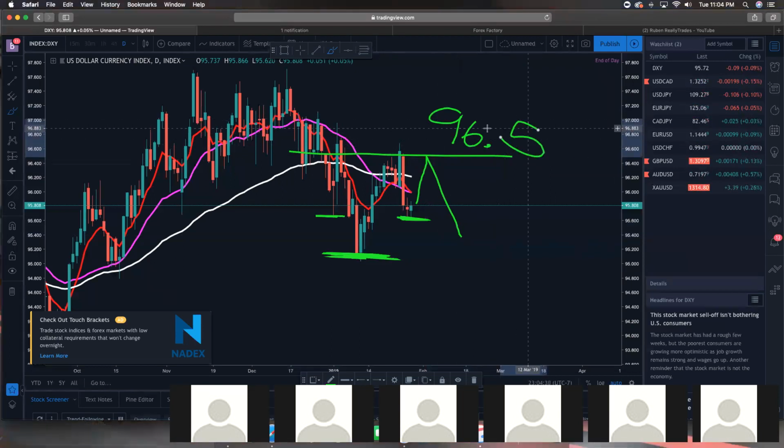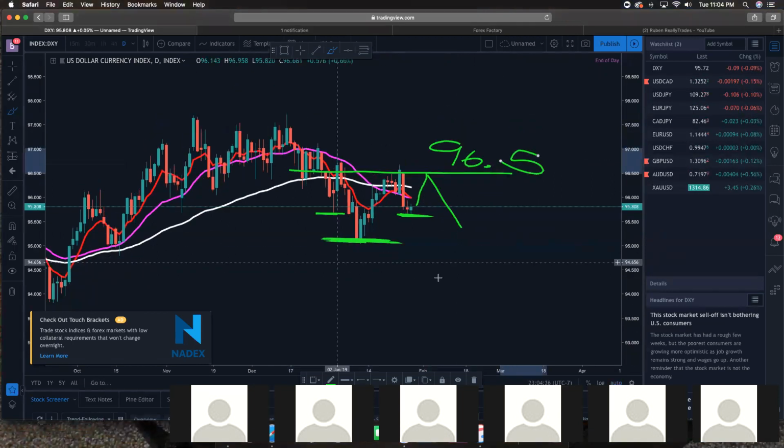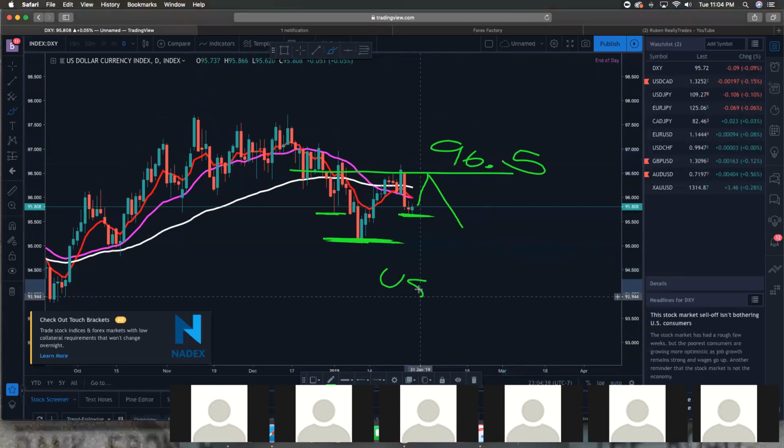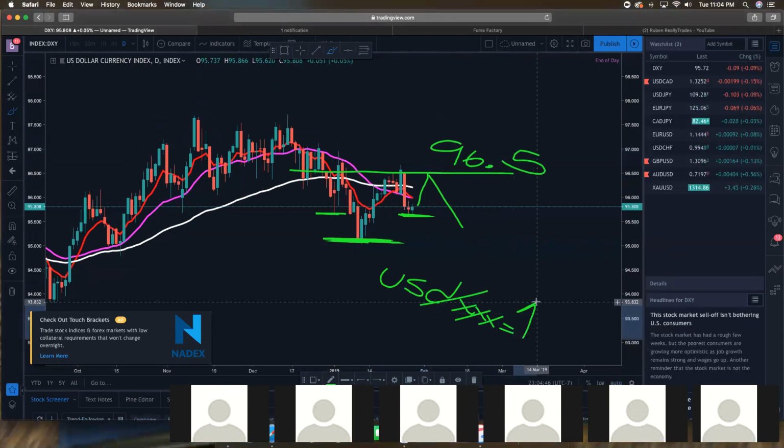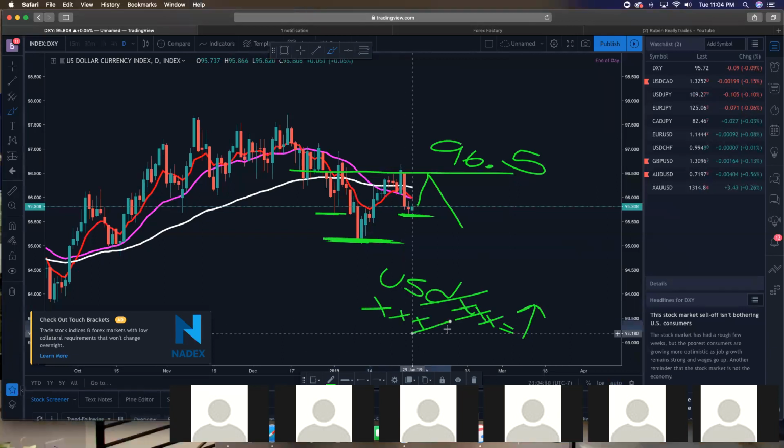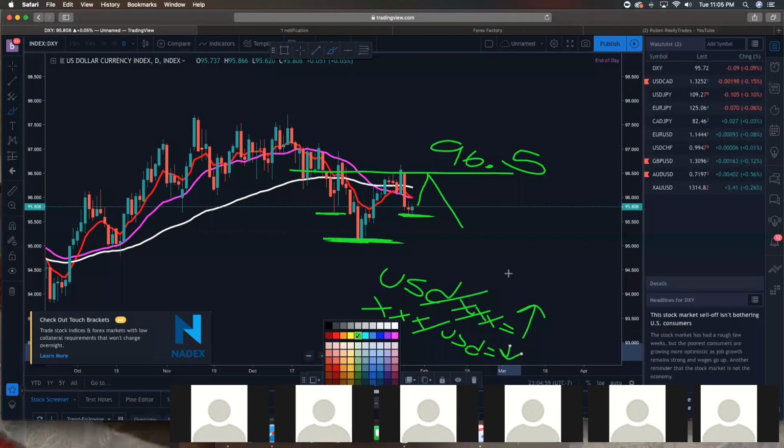96.5. Because I have the dollar going up, what we're going to be able to see is USD XXX pairs going up, and this other stuff right here, where USD is the second pair, is going to be going down. And then I'll make that red for y'all. So this is what we're expecting to see.